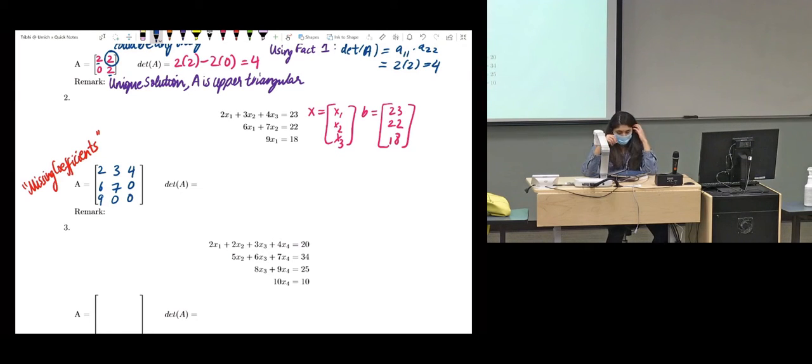Now, I do know how to solve the determinant of a 3 by 3, but you really don't need to know it. I only know it because my undergrad course was not as great as this one.